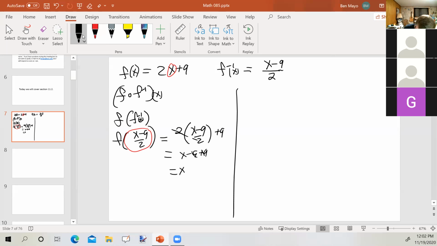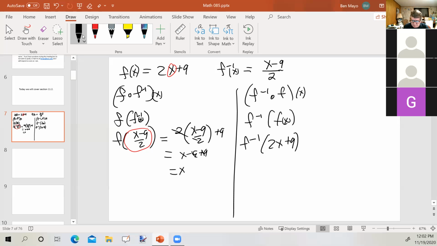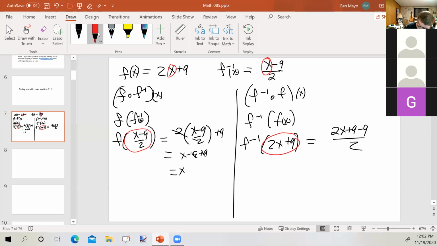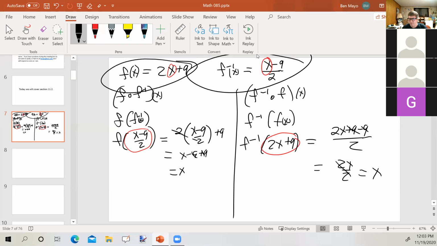Now let's do the second one. f inverse composed with f of x. So that would be f inverse of f of x, which would be f inverse of 2x plus 9, which would be 2x plus 9 minus 9 over 2, because I'm taking all of this and putting it right there. Okay. Simplifying this, that would be 2x over 2, which would simplify down to x. So we can conclude based on composition that in fact these two functions are inverses of each other. Okay.